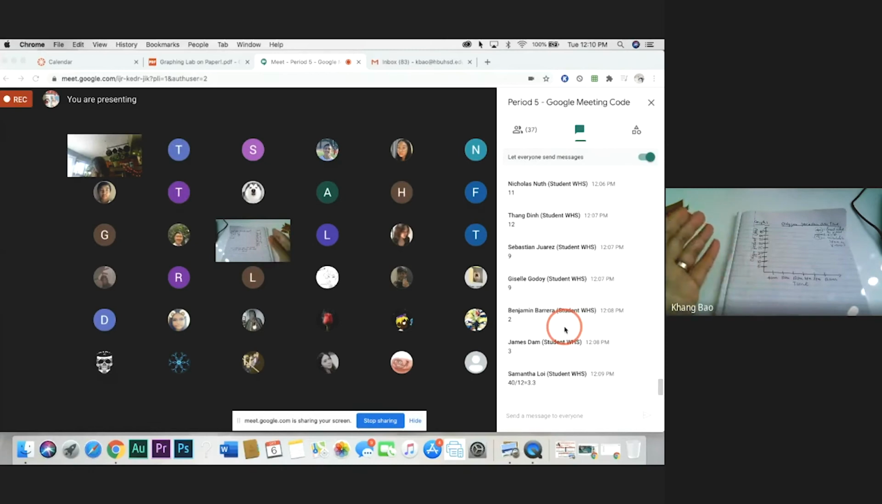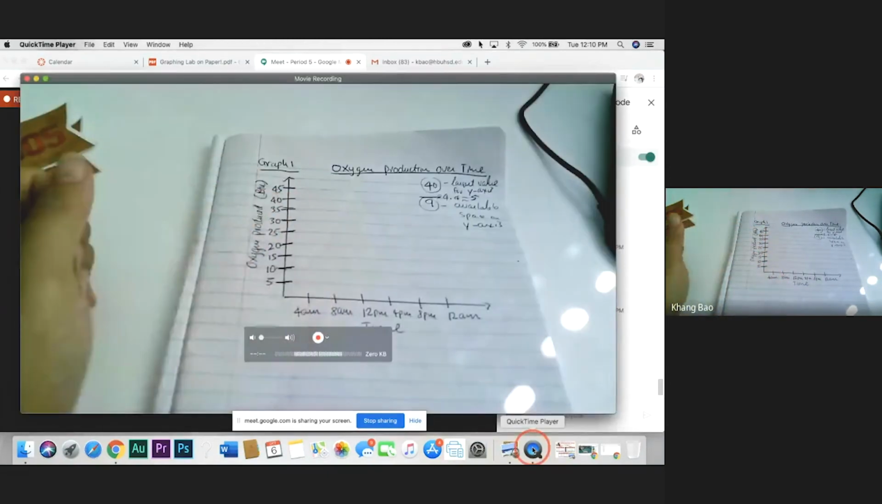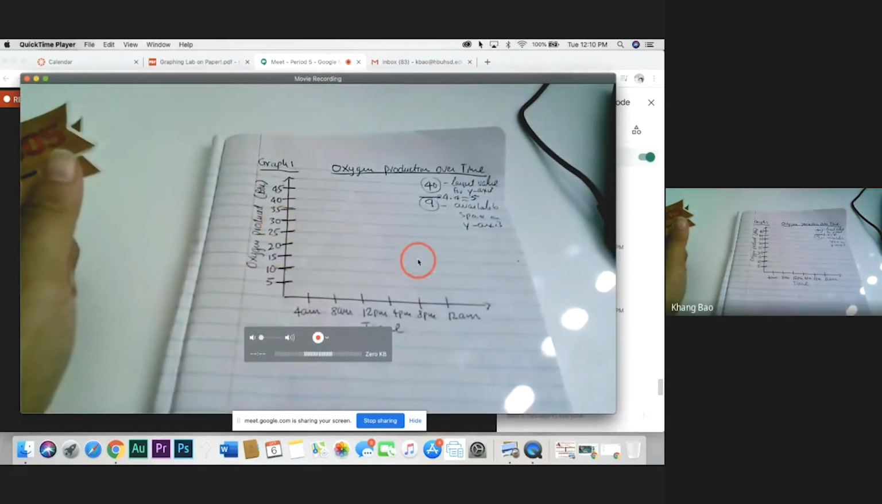Samantha, so you did it. So 40 divided by 12 because you have 12 spaces and you have 3.3. You can round it up to 4 or you can round it down to 3. It's up to you. But it should give you enough spacing to graph. All right. So does anybody have any question regarding labeling the graph? Okay. So after you label the graph, now you can graph.